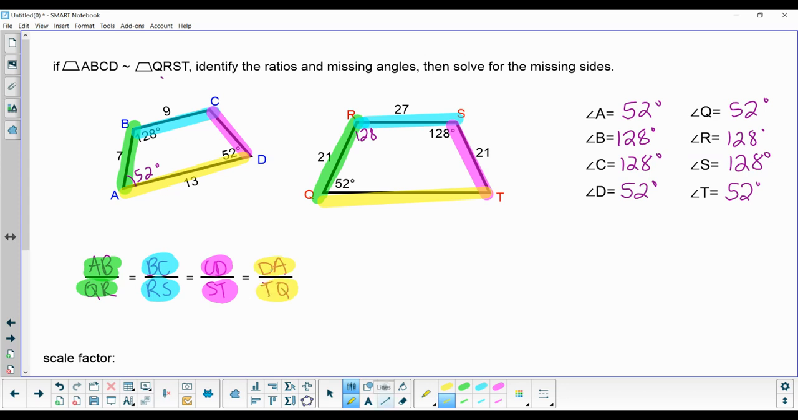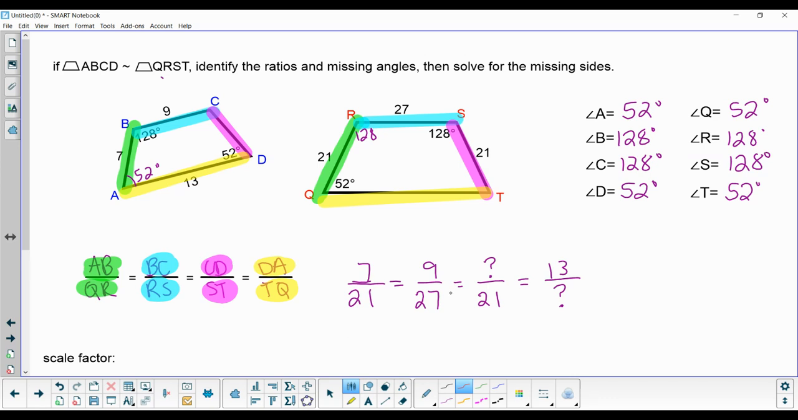But this time I want to replace them, and I want to put in the numbers that I have. So I know that AB is 7, and QR is 21. I know that BC is 9, and RS is 27. I don't know what CD is, but I know that ST is 21. And I know that DA is 13, but I don't know what TQ is. So remember that we can use our scale factor or we can use the cross multiplication that we've done before.